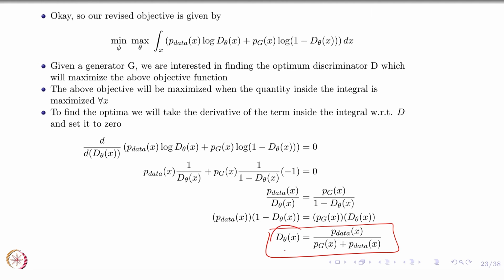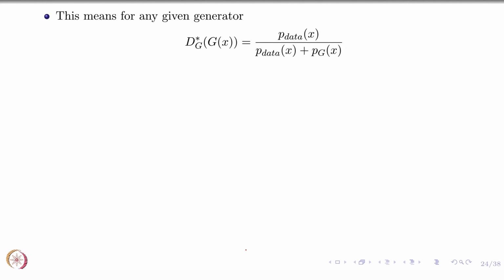What is this D theta of x? Is it a distribution? Is it a score? It's a score. So what does it mean? That I will give you an x, and the best score that the discriminator should assign it is just p data of x divided by pg of x plus p data of x, right? That's the optimal discriminator. Is that fine? Now, for any given generator, the optimal discriminator is given by this.